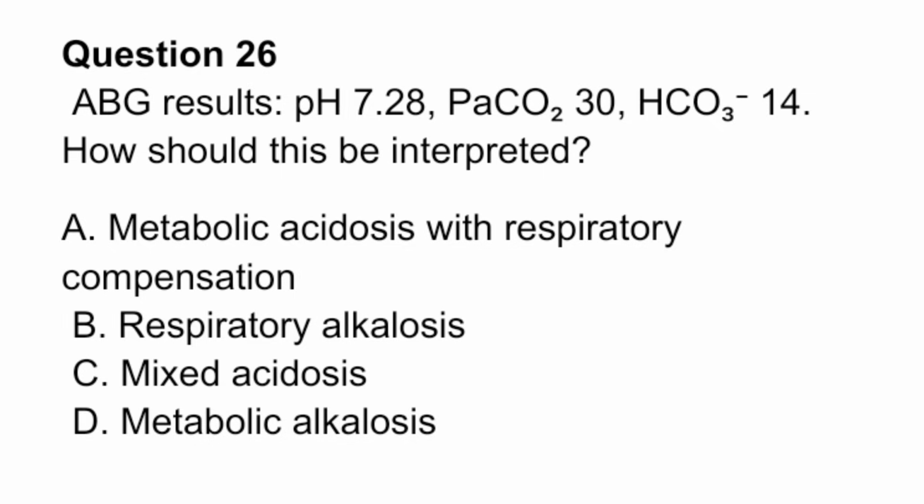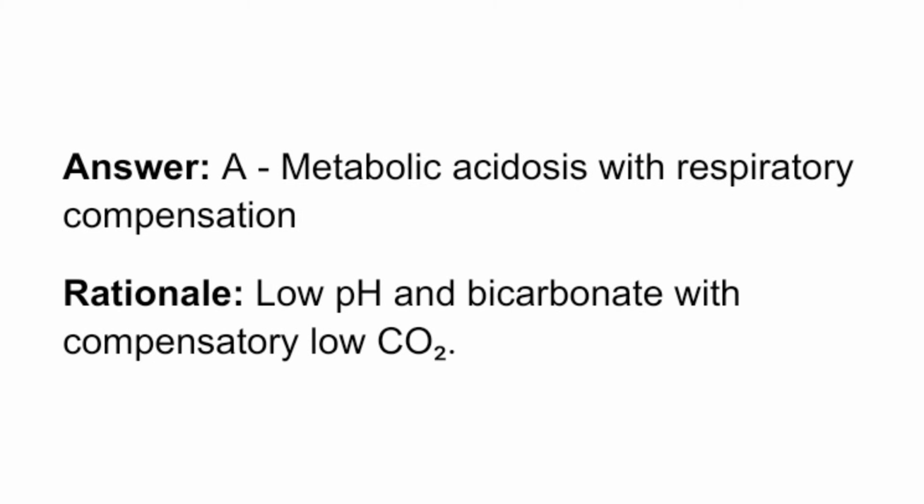Question 26. ABG results: pH 7.28, PaCO2 30, HCO3- 14. How should this be interpreted? A. Metabolic acidosis with respiratory compensation. B. Respiratory alkalosis. C. Mixed acidosis. D. Metabolic alkalosis. Answer: A. Metabolic acidosis with respiratory compensation. Rationale: low pH and bicarbonate with compensatory low CO2.